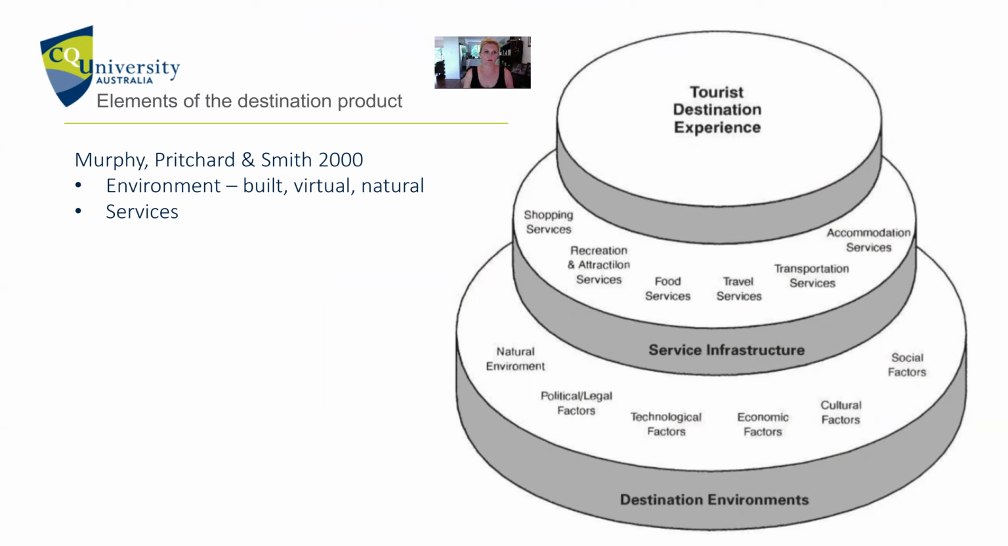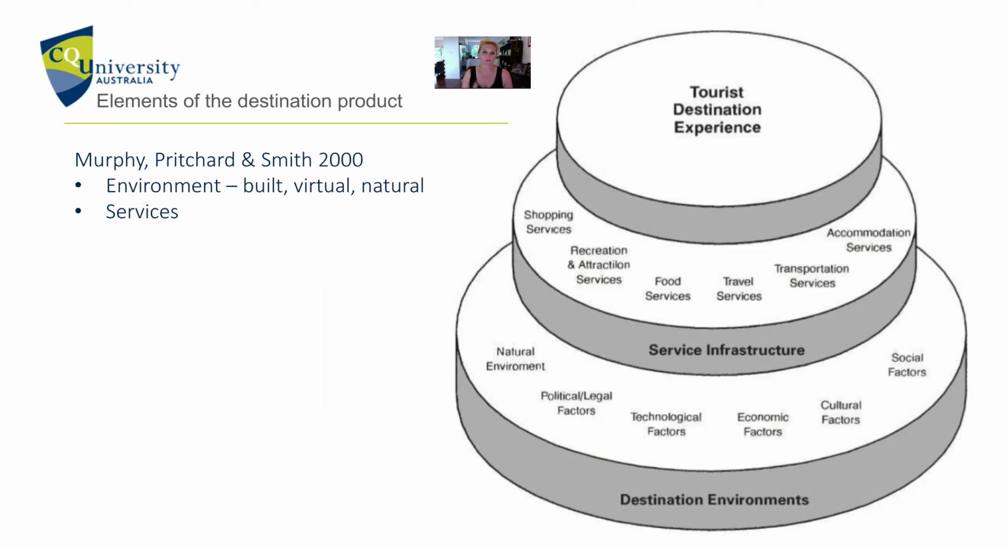This is from Murphy, Pritchard and Smith. So they basically say there's the destination environment, so you've got your natural environment, social factors, all the things that are intrinsic to the destination. Technological factors, economic factors, cultural factors, they're all things that the destination has probably without tourism. And then there's a service infrastructure on top of that, and that's how the services are actually operated.